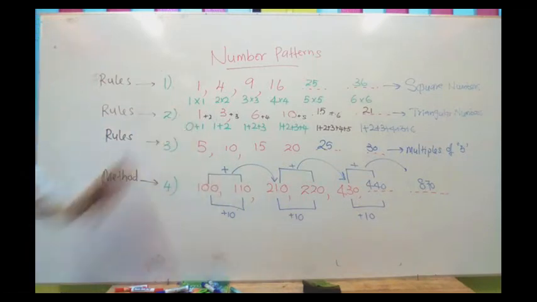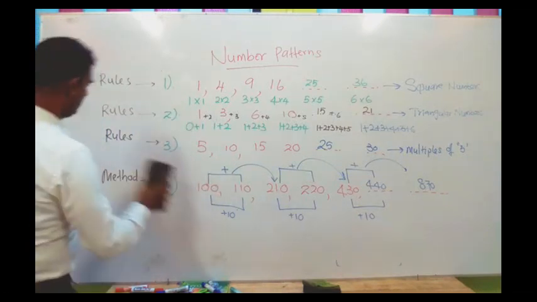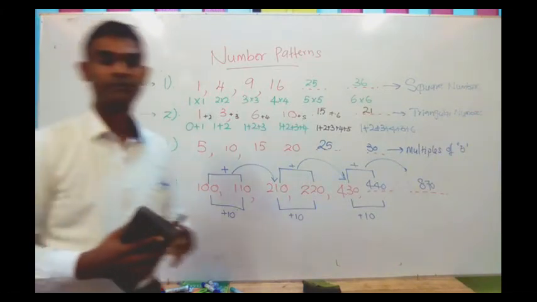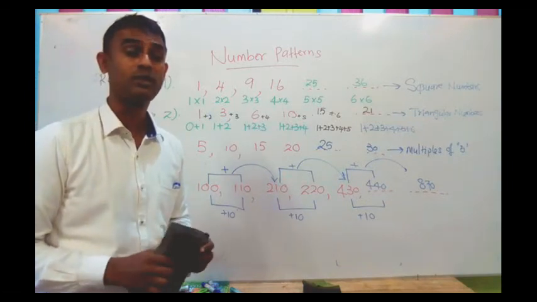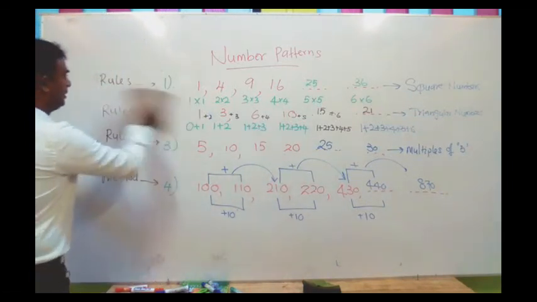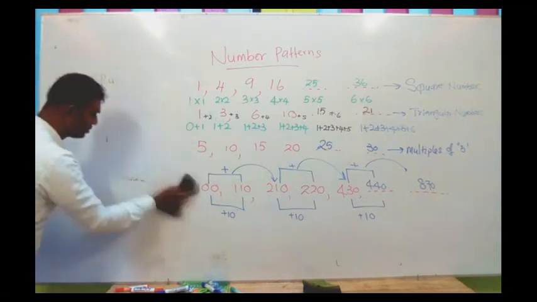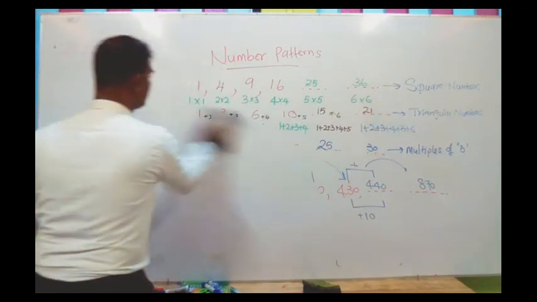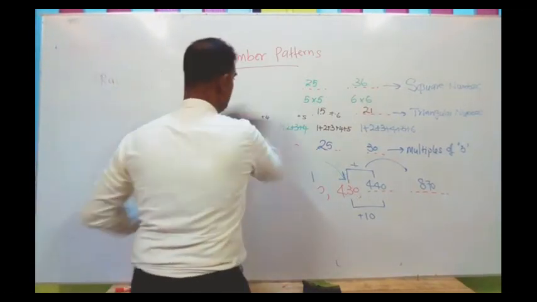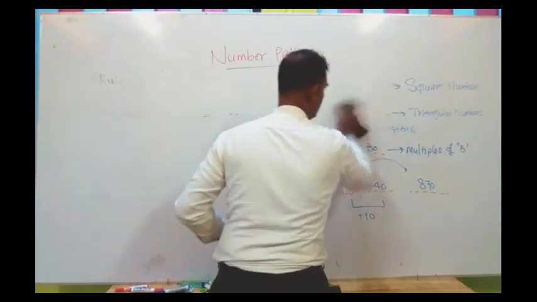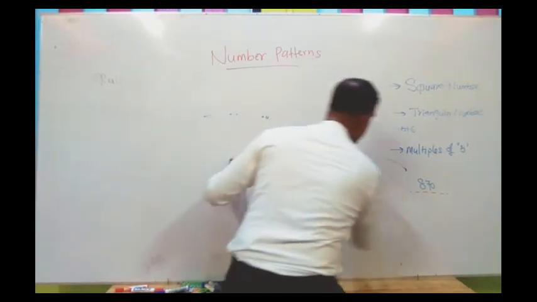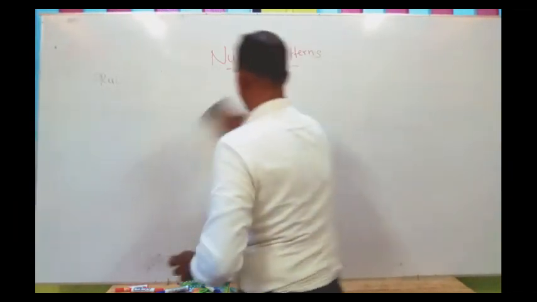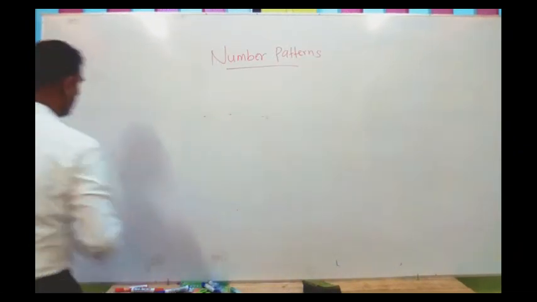Now you can see, in a number pattern, there are terms. See here, terms. All numbers or elements included in the number pattern, we know as the terms of the number pattern. Next, we give terms of the number patterns.